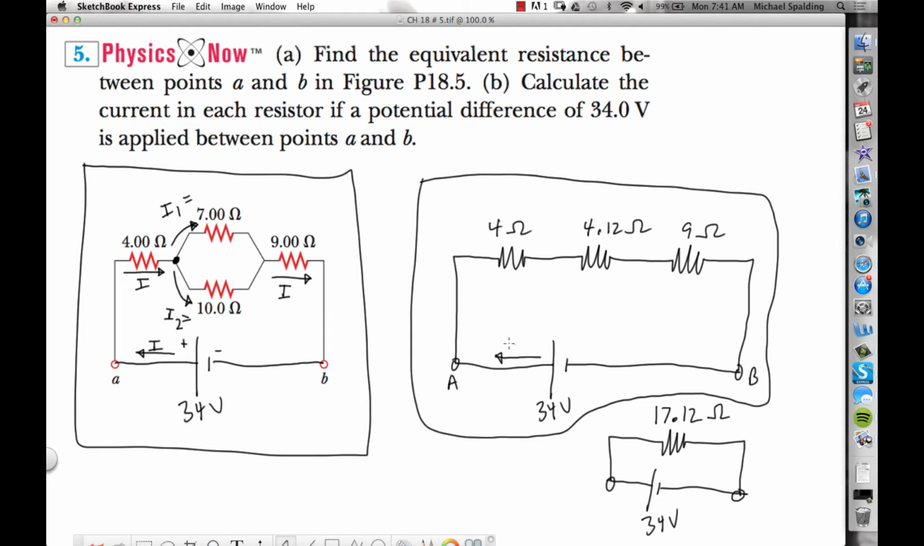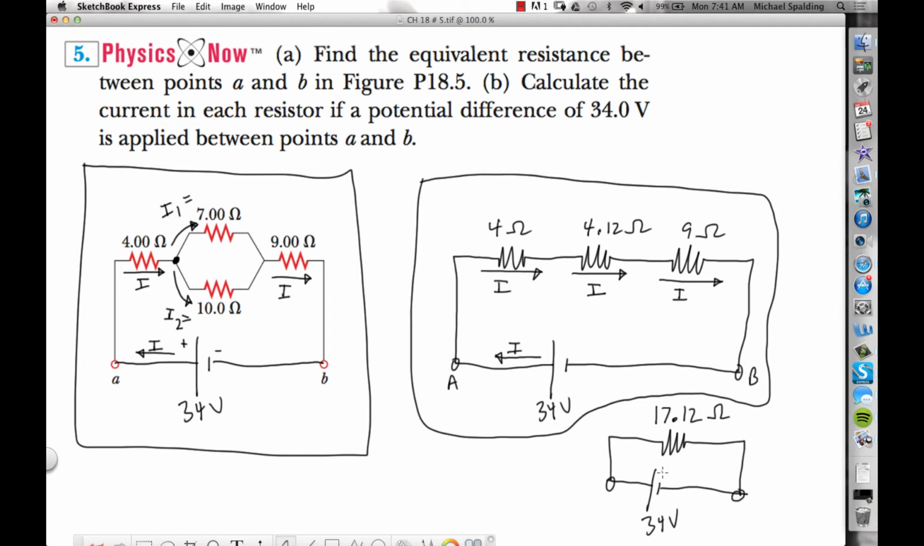It's I. It's the current before branching. It's the current out of the battery. Okay, now one thing you should know. What do we know about current through resistors in series? It's the same. Even though the resistances are different.